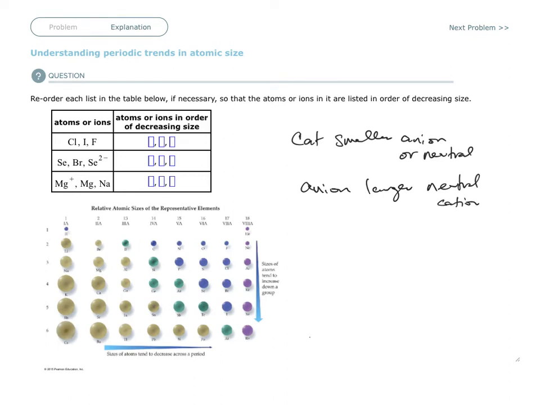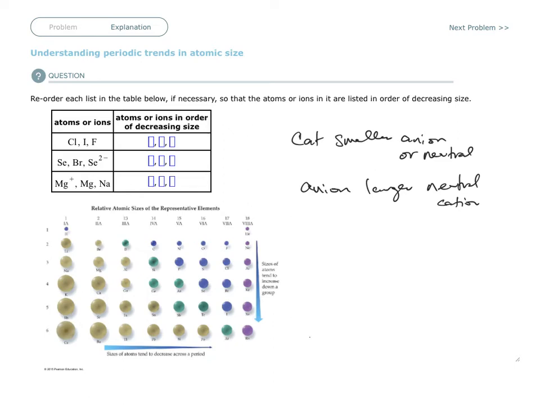Okay, so with those you should be able to figure out this table. They're asking you, there's 3 here. The first one: chlorine, iodine, fluorine. What is the order of decreasing size? So what is the biggest, what's the next biggest, what's the smallest?